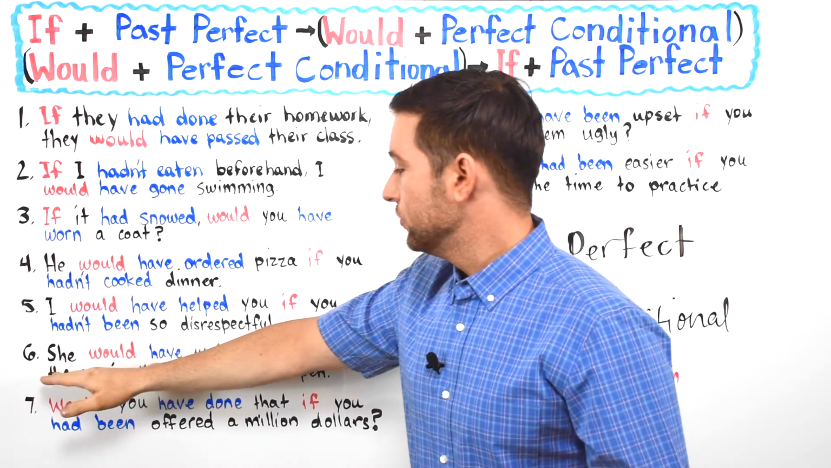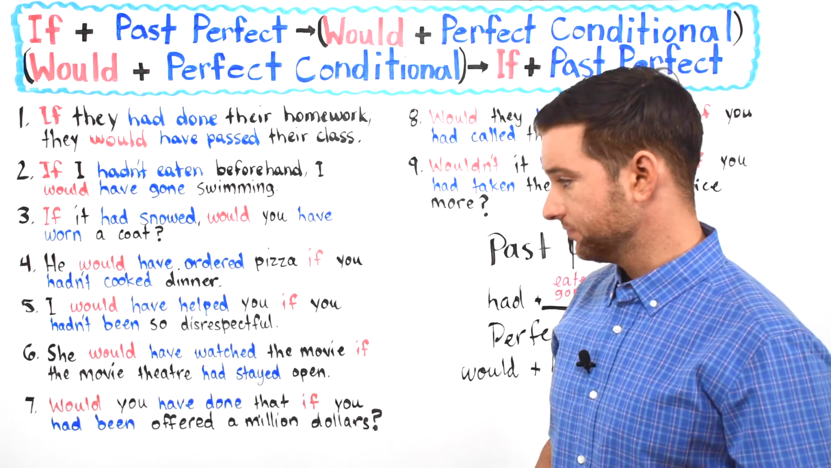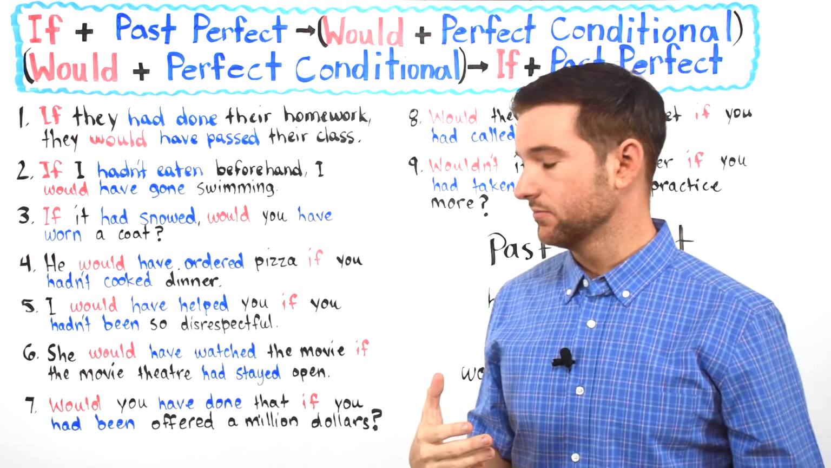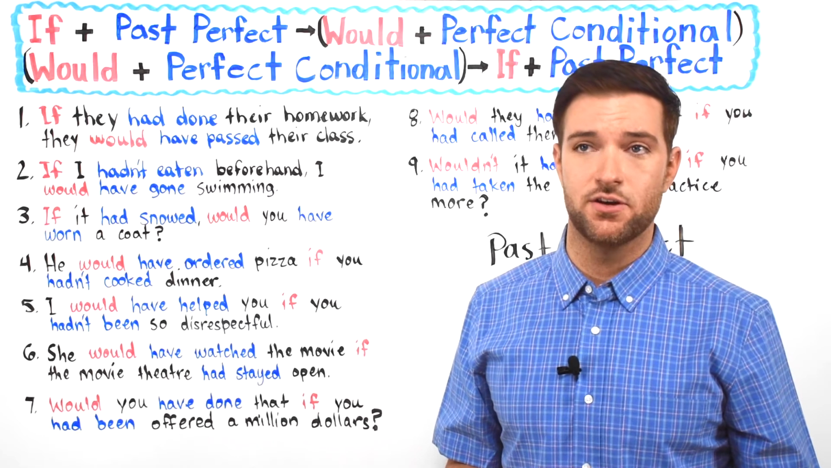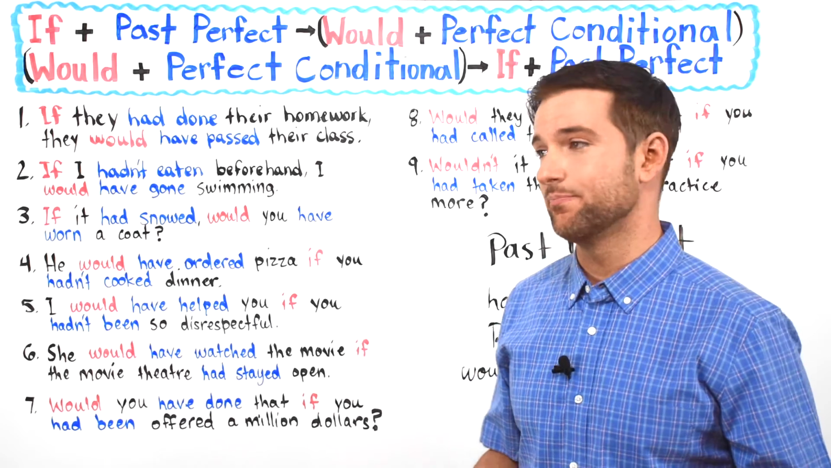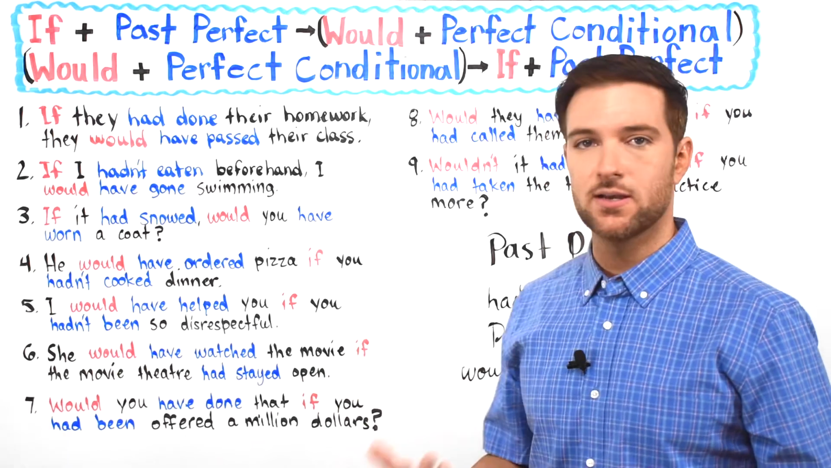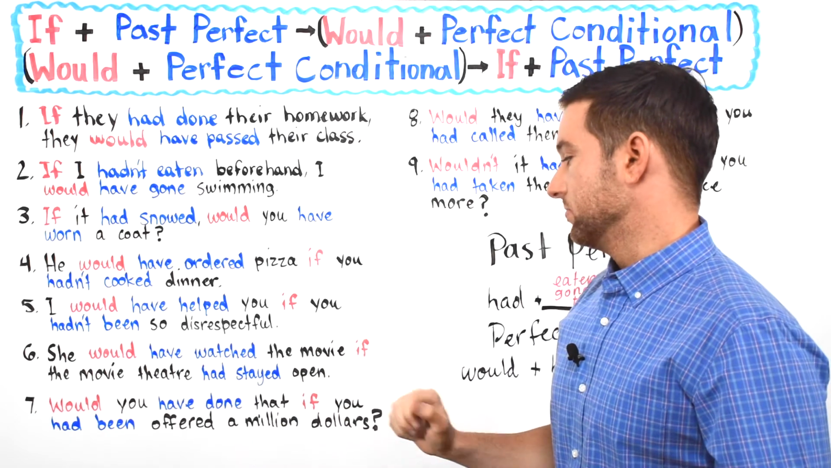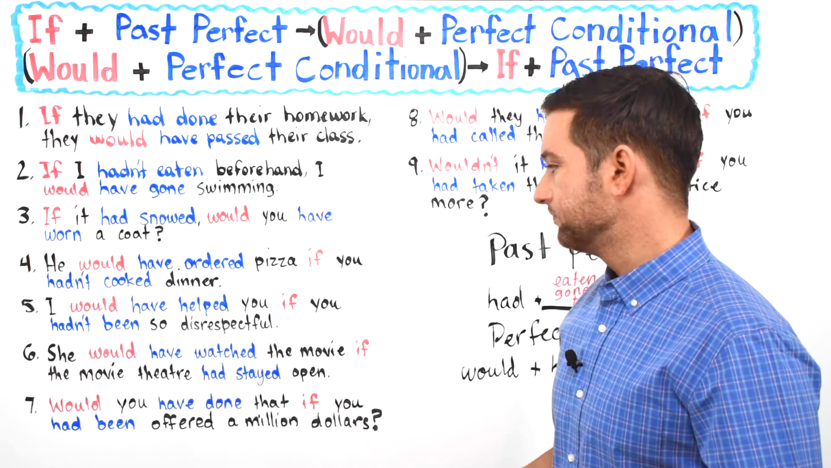Number six, she would have watched the movie if the movie theater had stayed open. This one's good, especially during these times, because we're talking about coronavirus times, right? And everything is shut down. You know, the movie theaters are closed, businesses are shut down, people don't have jobs, things are closed. She would have watched the movie, so a new movie comes out in the movie theater, but the movie theater is closed. So if the movie theater had stayed open, she would have watched the movie.